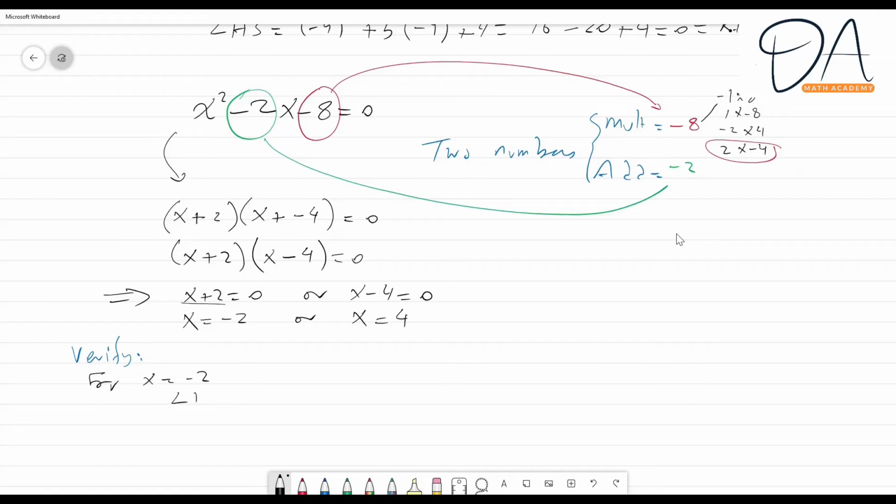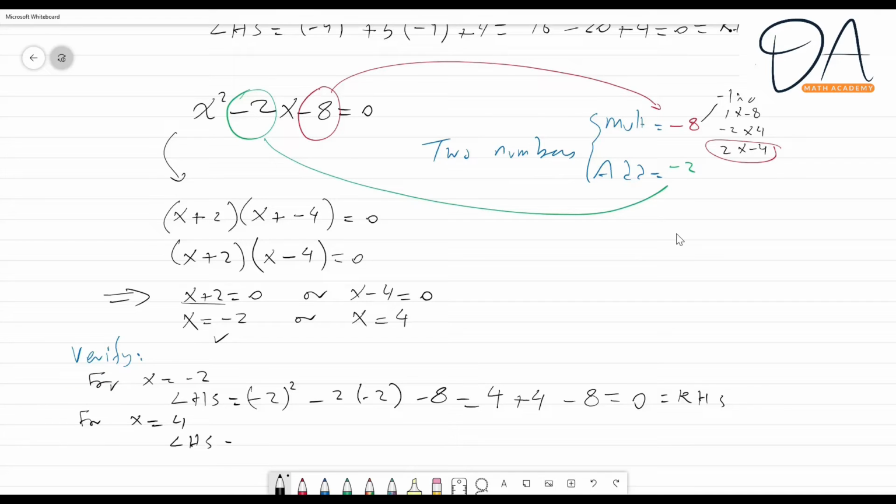Again, we can look at the left-hand side. And we substitute in this equation. So we get (-2) squared, it's -2 times -2, minus 8. And this (-2) squared would give us 4. And here, -2 times -2, again, we get 4, minus 8. And clearly this is 0, which is the right-hand side. So we verify that -2 is a correct solution. So x equal to 4. Again, I can write the left-hand side. 4 squared minus 2 times 4 minus 8. 4 squared is 16. 2 times 4 gives us 8.